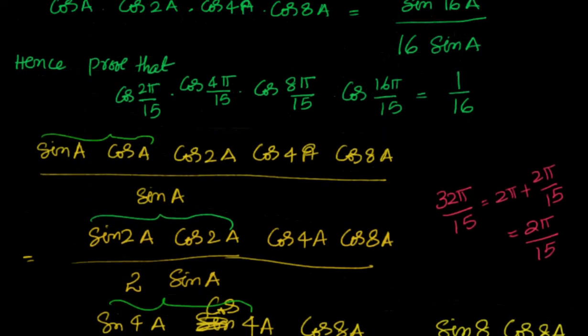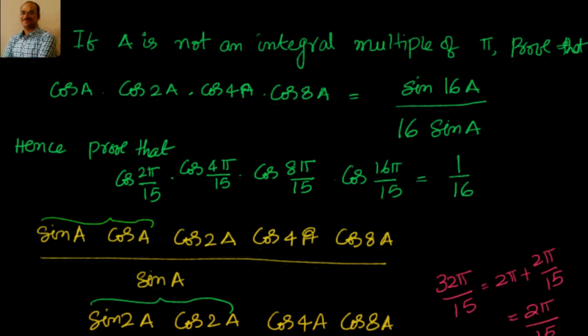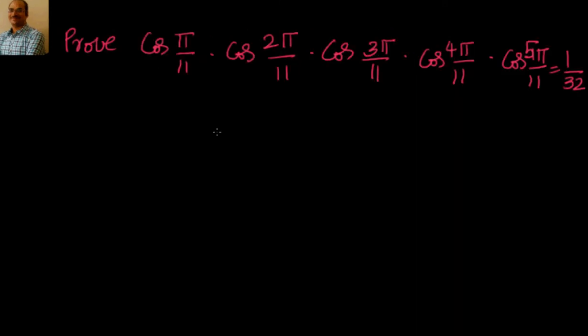Let's go ahead and do one more example which is in the same way, a little bit different. So this is a problem we have. We have to prove cos pi by 11 into cos 2 pi by 11 into cos 3 pi by 11 into cos 4 pi by 11 into cos 5 pi by 11 equal to 1 by 32.